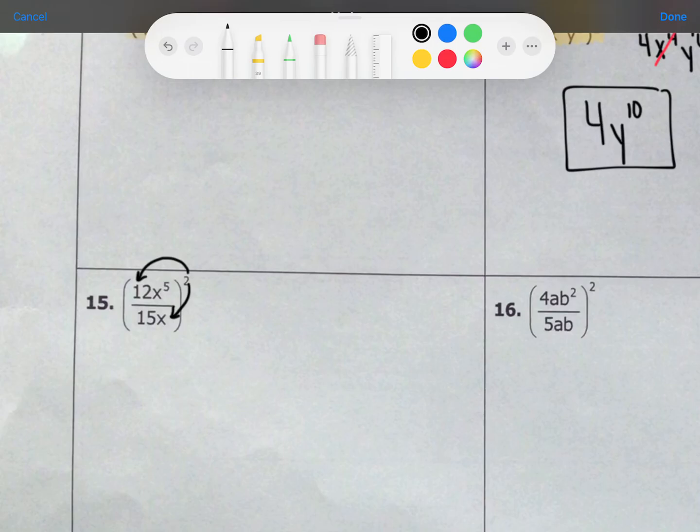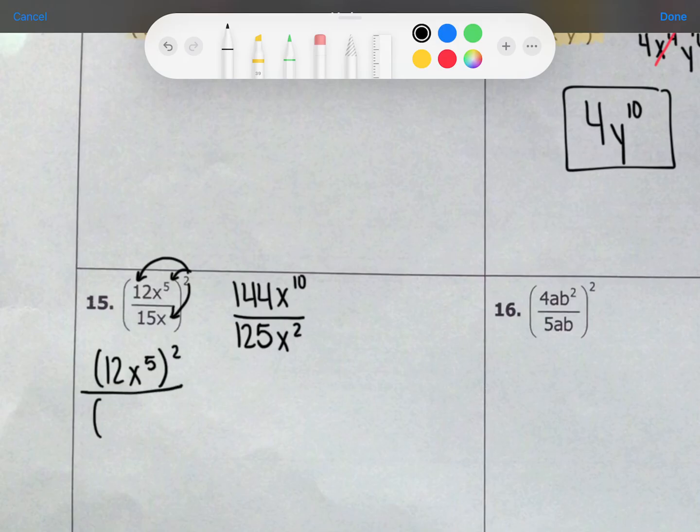So this is going to be 12 squared. Who knows what 12 squared is? 12 times 12. Who can tell me what 12 times 12 is? 144. Somebody knew it. You guys are just being quiet. That's good. All right, multiply your exponents. So that is 5 times 2 is 10. On the bottom, 15 squared. What is 15 times 15? 125. And then x squared. Because really this means 12x to the 5th squared over 15x squared. That means the same thing. Got it? And then, of course, that's what we end up with.